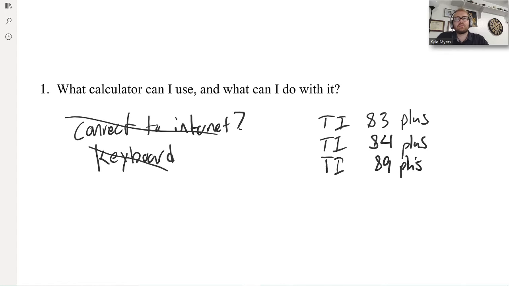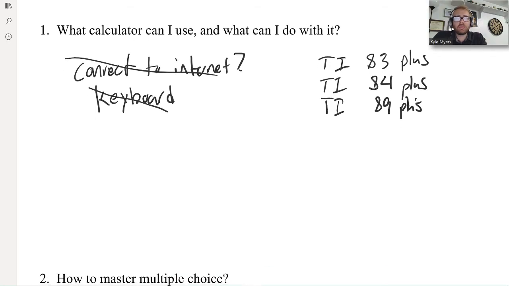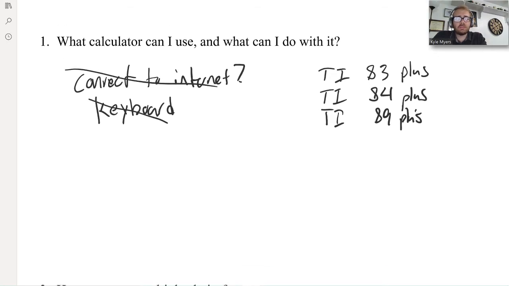And that's actually the second part of this question. What can I do with it? So if you want to do some really cool things with your TI 83, 84, 89, there's actually some free programs. Just Google free programs for the TI 84 or whichever calculator you have. And there's some places where you can get some free programs on there. Just make sure you get a legitimate website and stuff like that.